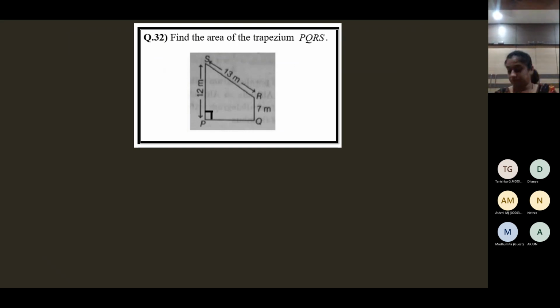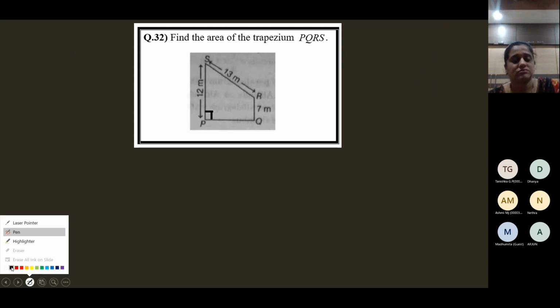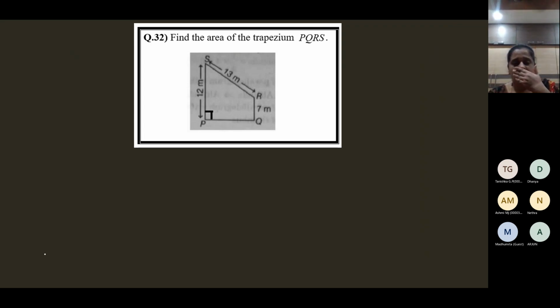Yes, children, find the area of the trapezium. The parallel sides are not given, but it's given it's a trapezium. So which are the parallel sides? Ma'am, SP and RQ, ma'am. Correct. SP and RQ are the parallel sides. Yes, children, find the area of the trapezium.